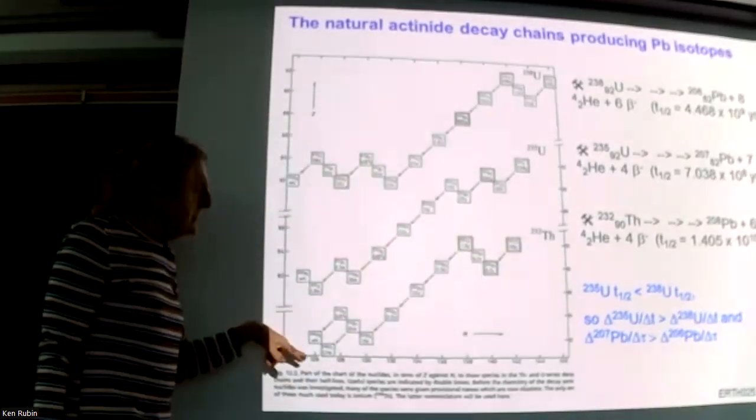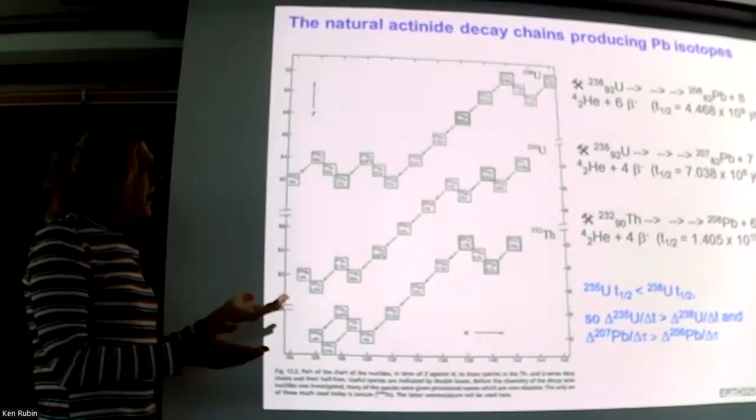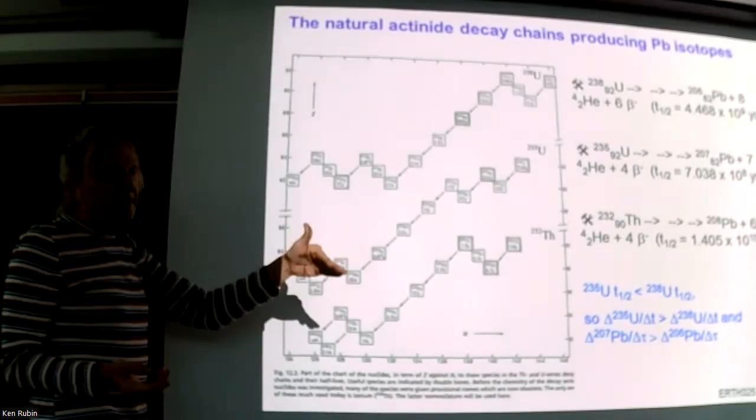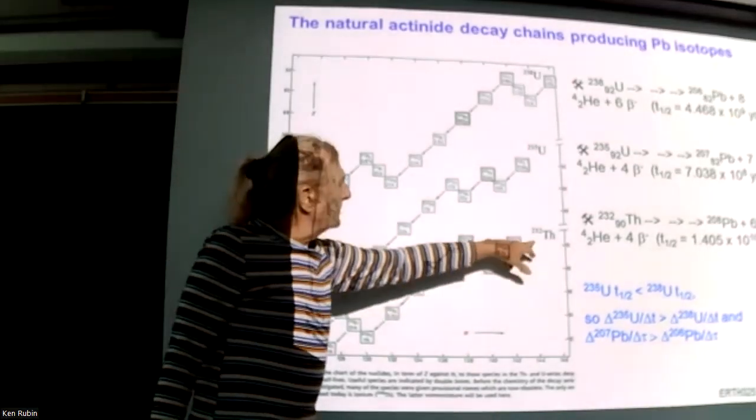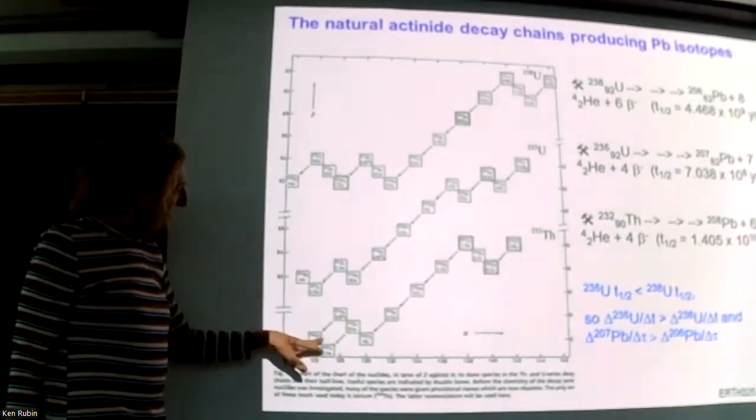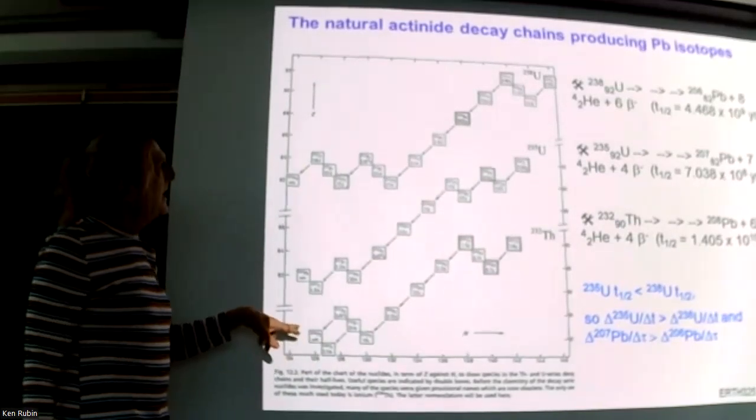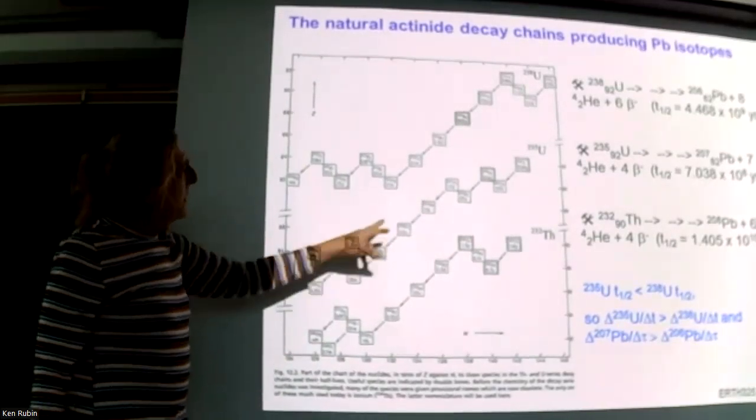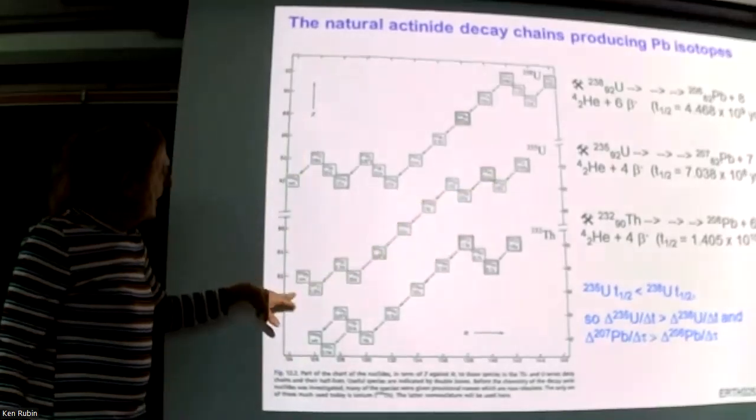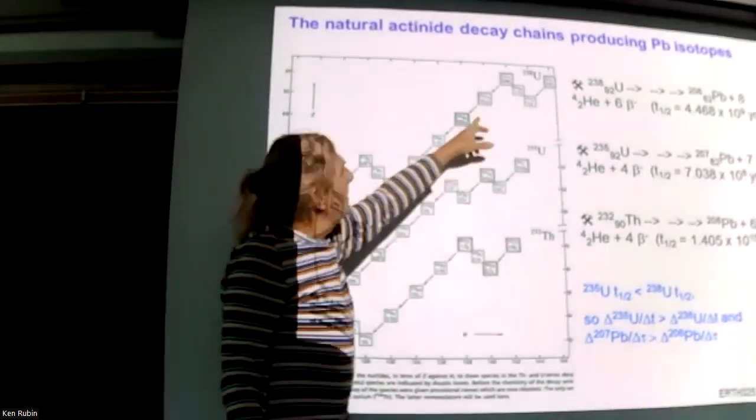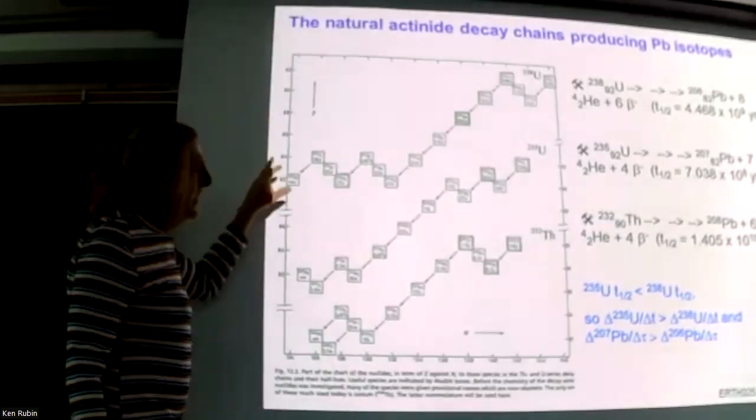The other thing I kind of want to point out is that the ends of each of these chains are different isotopes of lead. And it turns out that the lightest of these things, thorium-232, makes the heaviest isotope of lead, 208. And then uranium-235 decays to make lead-207. And uranium-238 decays to make lead-206.